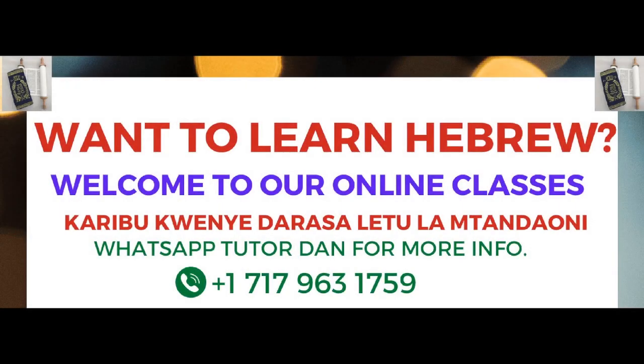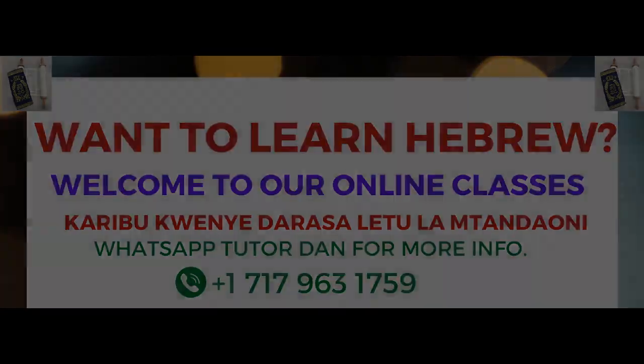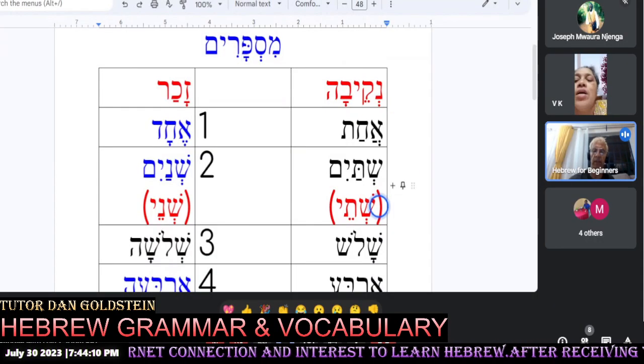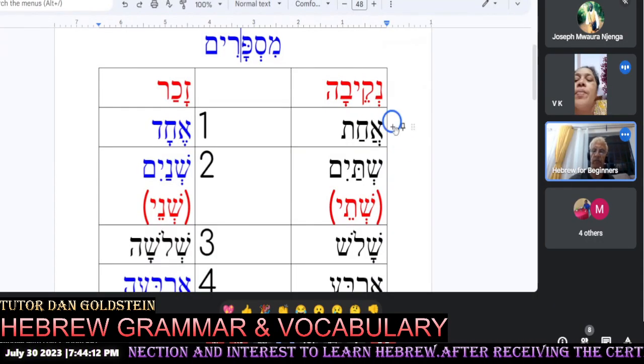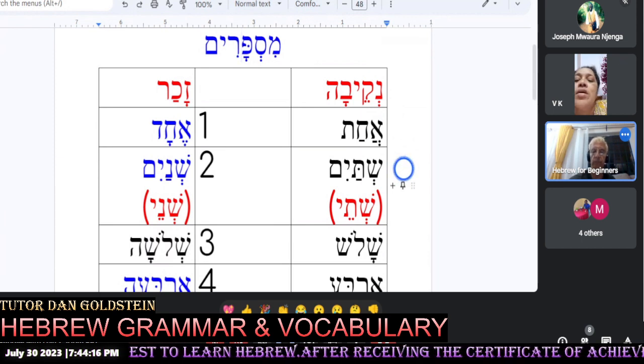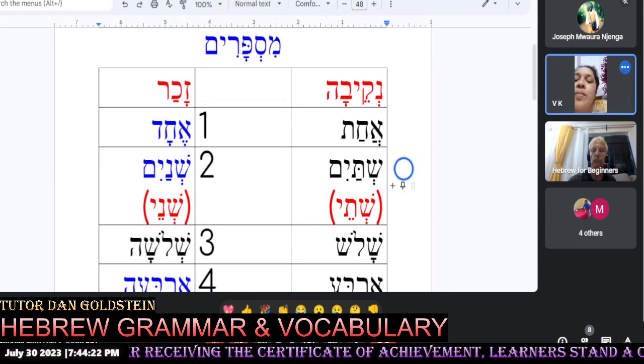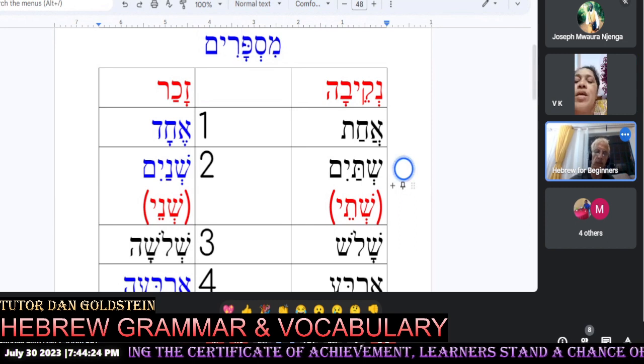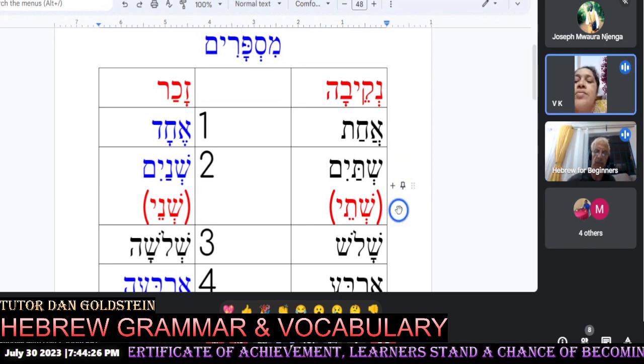Achat. No, we're going down the column. Okay, the ones on the right side are the feminine forms. Achat. Shtayim. Shtayim. Correct? Yes.